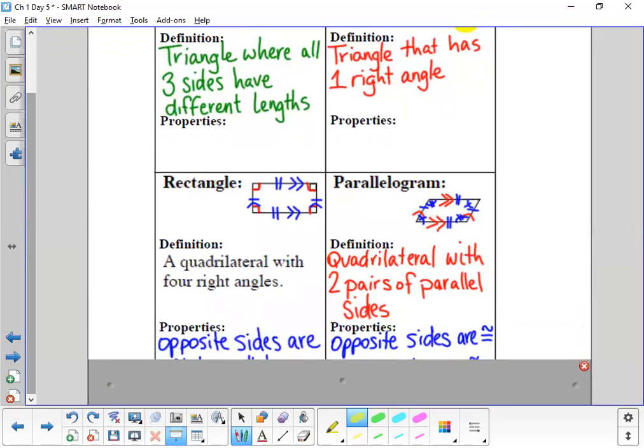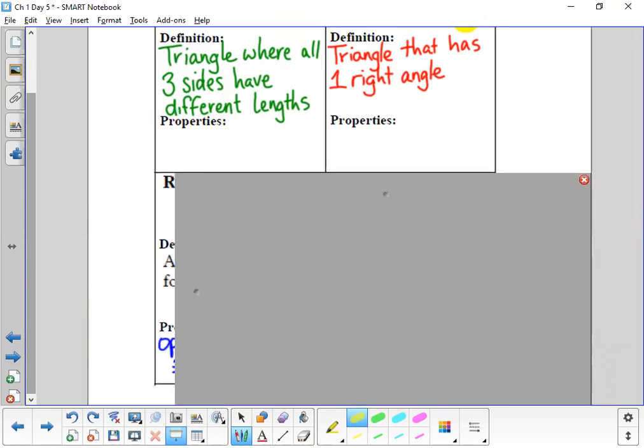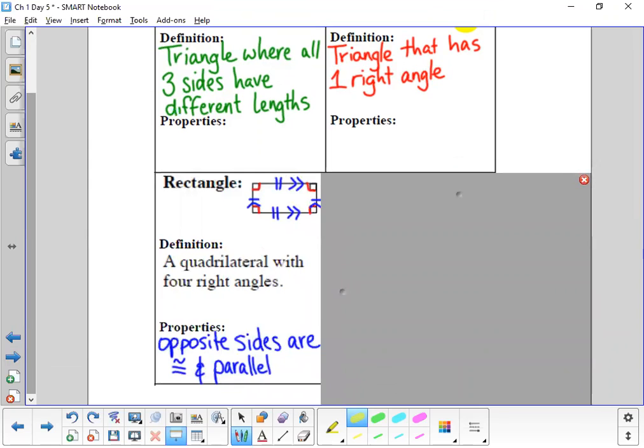Next up, we have the rectangle. A rectangle is a quadrilateral, so 4 sides, and it has 4 right angles. So you can see right here, I've got my little squares marked. That is the definition of the rectangle.